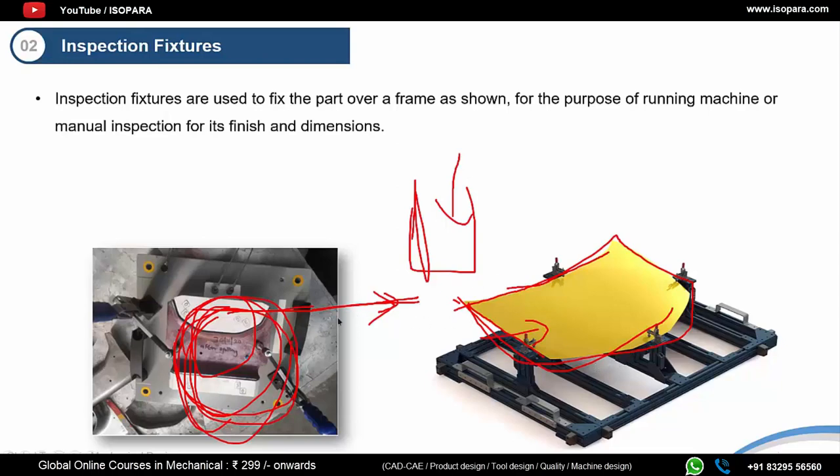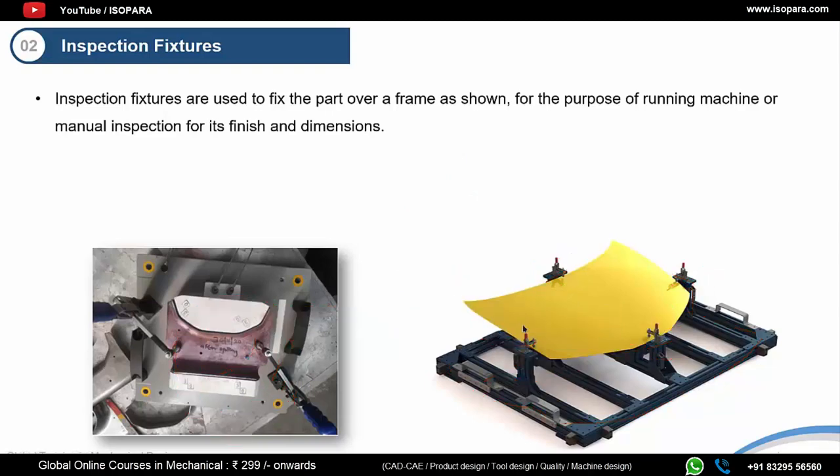So from one batch we take out this part and we fix it on these toggle clamps. There are 4 clamps here, so they will hold it, and this is basically the frame, or you can say the base of this fixture. So it will hold it onto this part. Okay, so this is what a fixture is.